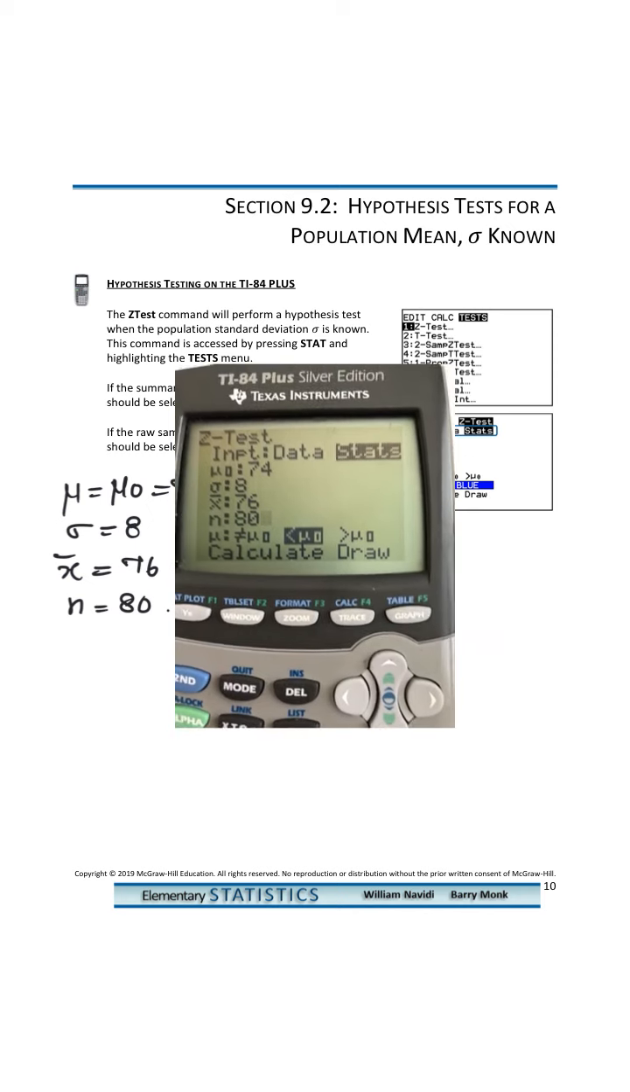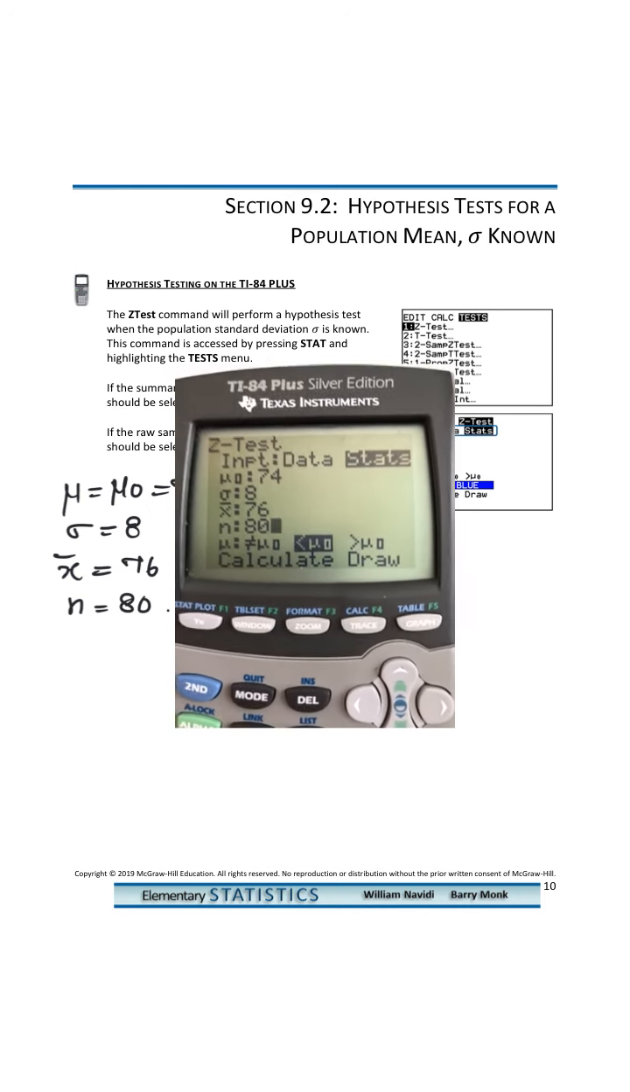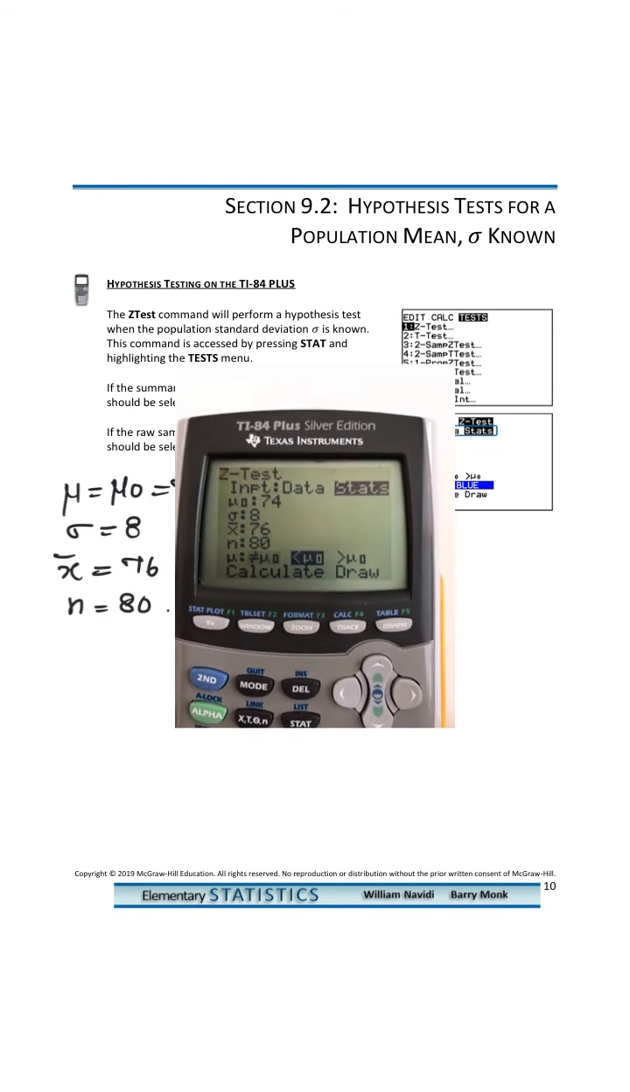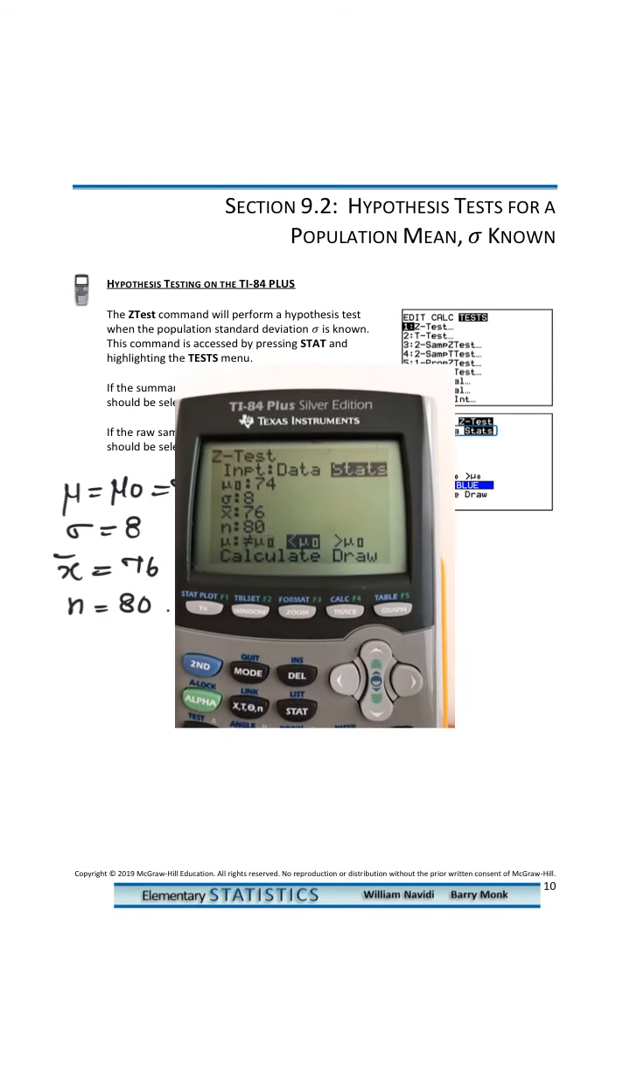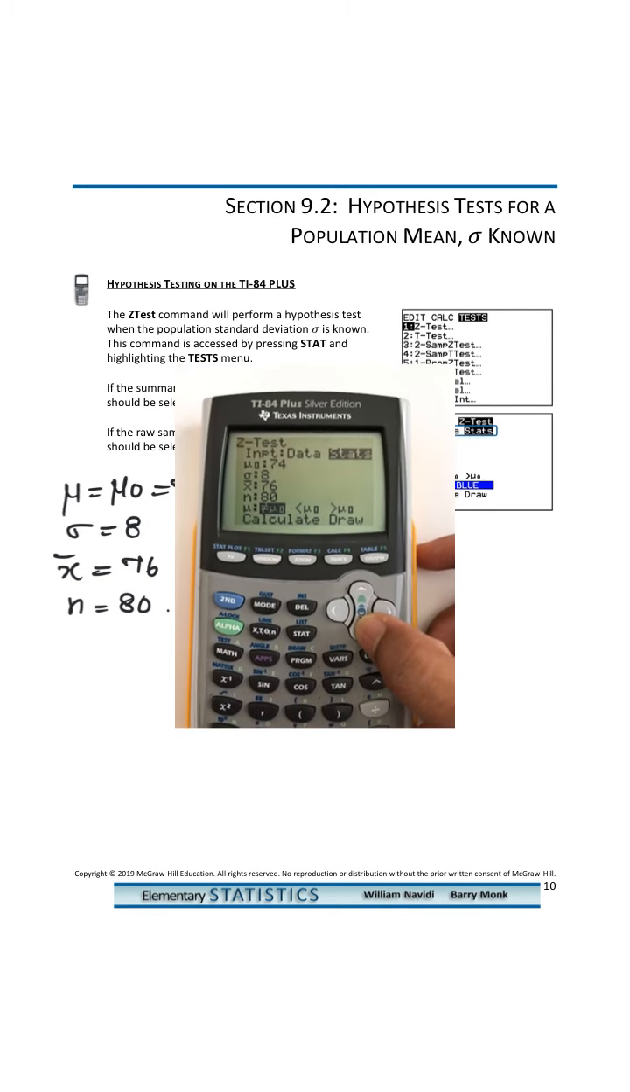Then you have three options: mu not equal mu 0, less than mu 0, or greater than mu 0. In this example, mu is not equal mu 0, so make sure you highlight that and press enter. Then use the arrow key to select calculate.